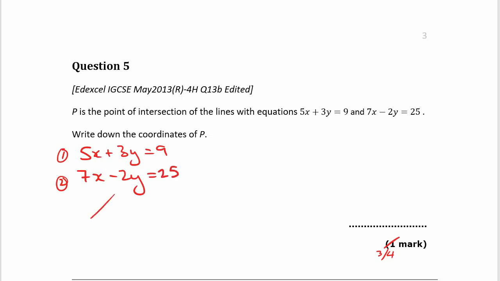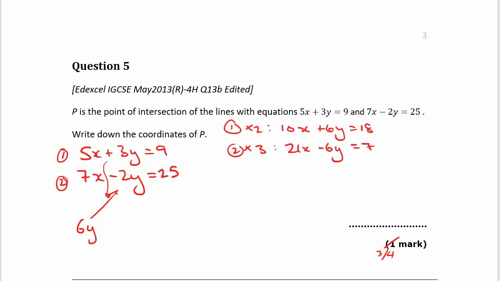So my aim here is going to be to get them both to be 6y, because then I know I can start doing my eliminating. So I'm going to do equation 1 times by 2, which is 10x plus 6y equals to 18, and I'm going to do equation 2 times by 3. So that's 21x minus 6y equals to 75. And then we're going to add these together because they are opposite signs. So 31x equals to 93, x equals to 3.